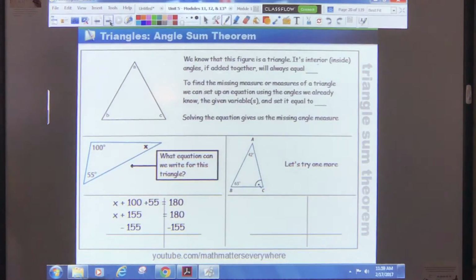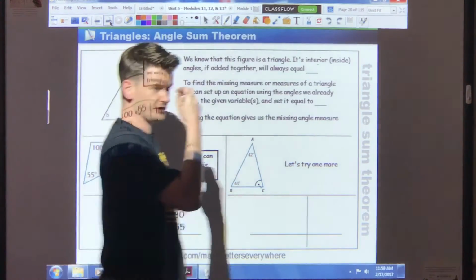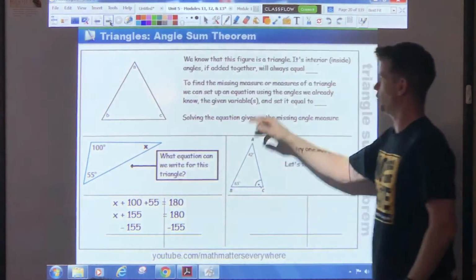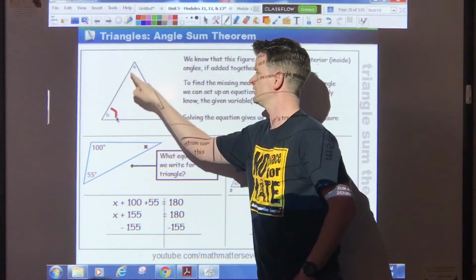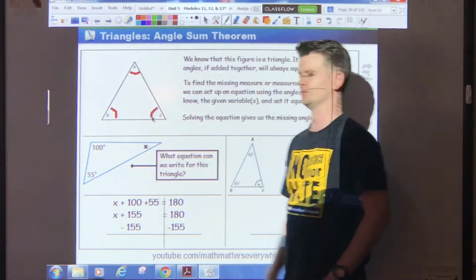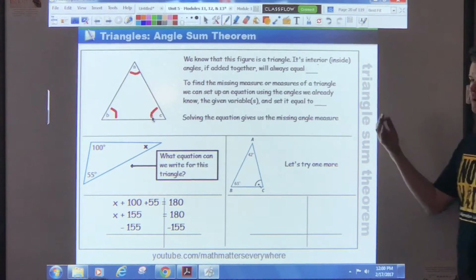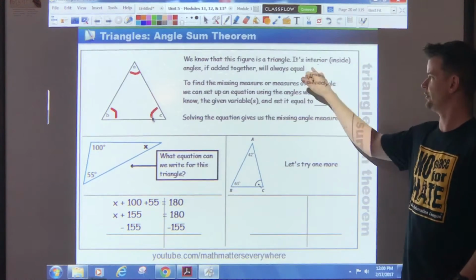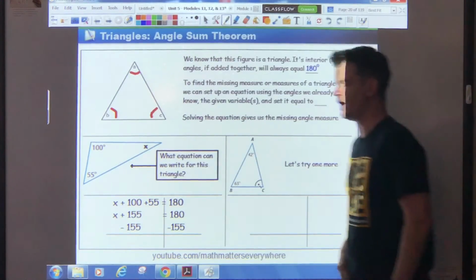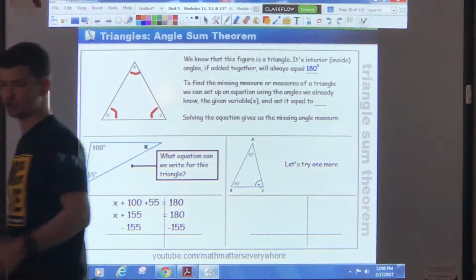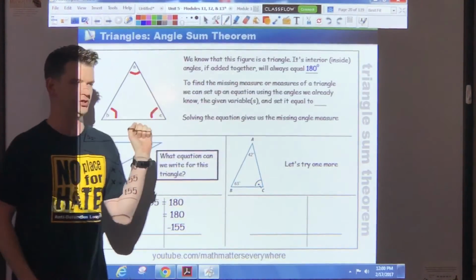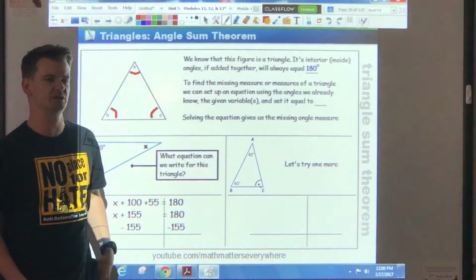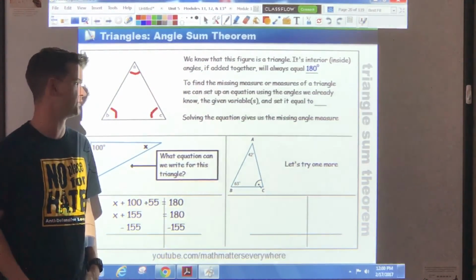Okay, so like we talked about before, this is a triangle. We know that this is a triangle, and we know that it has 1, 2, 3 interior angles. And if we add them all up, they're always going to equal what? 180 degrees. To find the missing measure of a triangle, if we're given two measures, or sometimes just one measure, we can set up an equation using the angles we already know, kind of like we did when we cut parallel lines with the transversal.